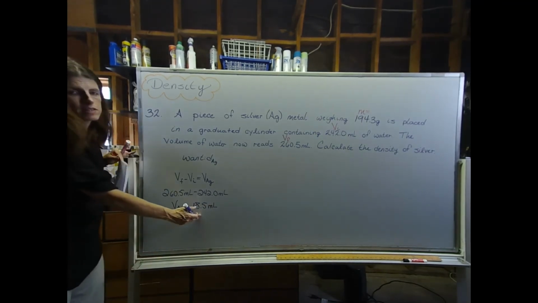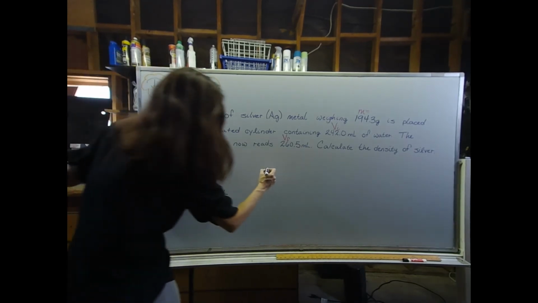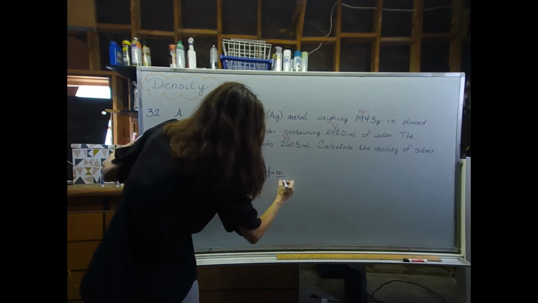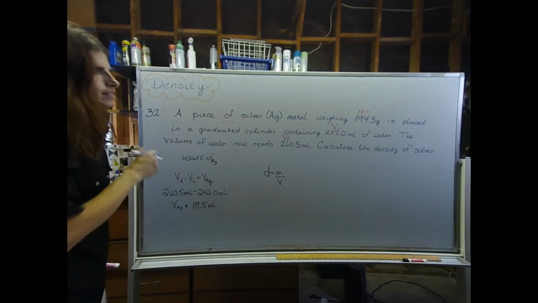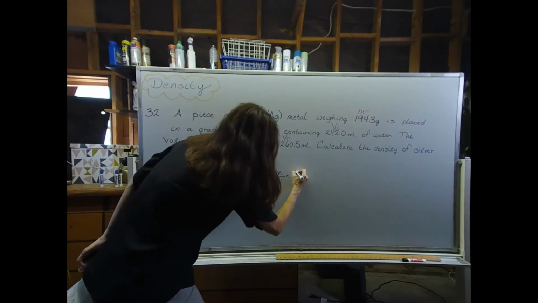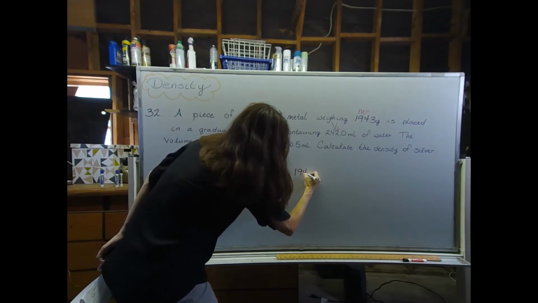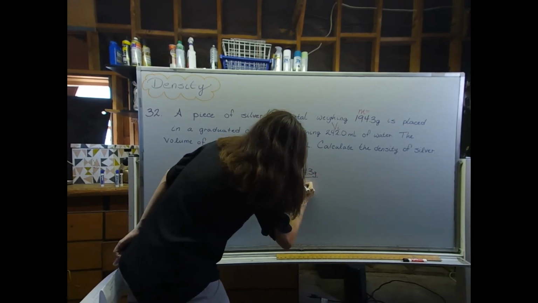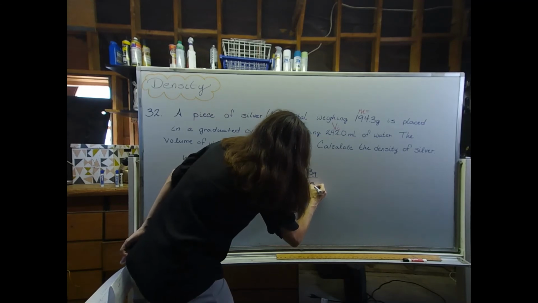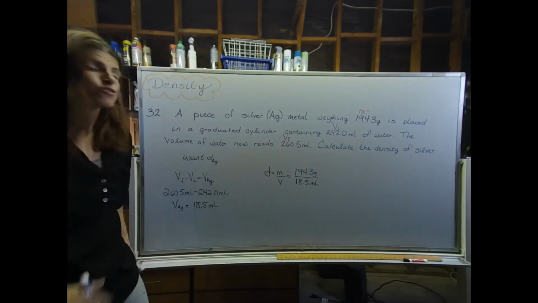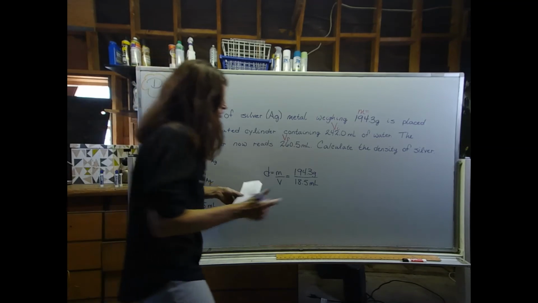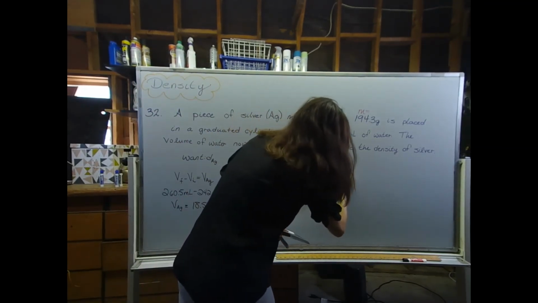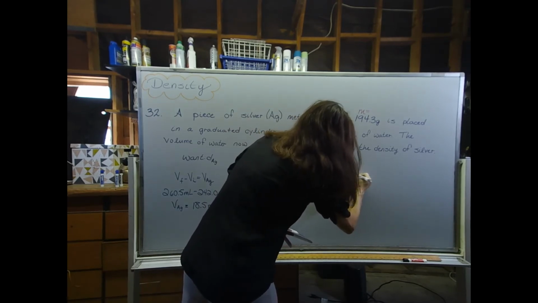So that's the volume of the silver that I need to carry into the next part of the problem. I'm going to use the formula density equals mass over volume. The mass I labeled earlier, so I'm going to grab that number and plug it in. 194.3 grams divided by 18.5 milliliters. And so after I divided that, I got a value of 10.5027 grams per milliliter.